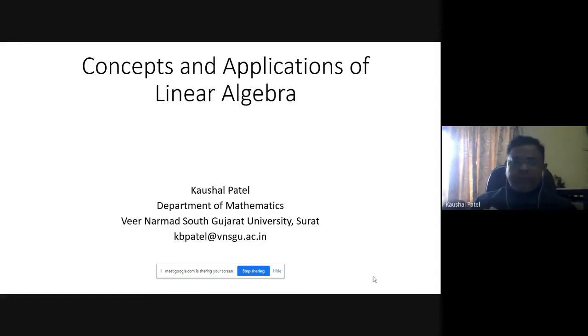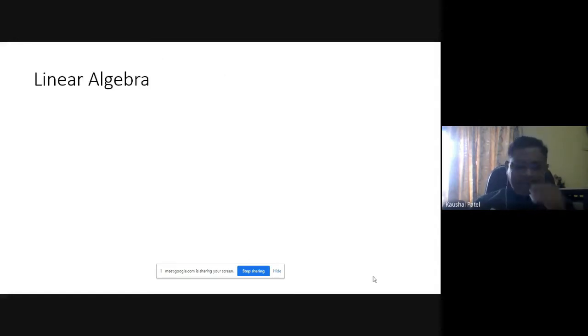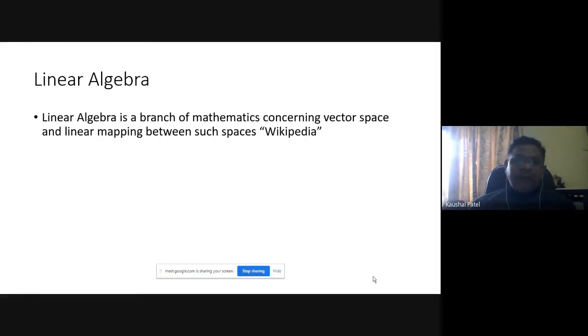Okay, so let's start with linear algebra and find out the definition. I collected this definition from Wikipedia: linear algebra is a branch of mathematics concerning vector space and linear mapping between such spaces. If we deal with this definition, a normal person cannot understand it. Linear algebra is a branch of mathematics, that is fine, concerning vector space. Someone may know about vector space: a vector in a space is called a vector space, maybe.